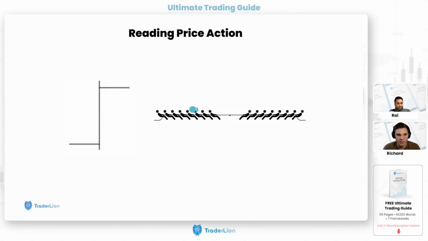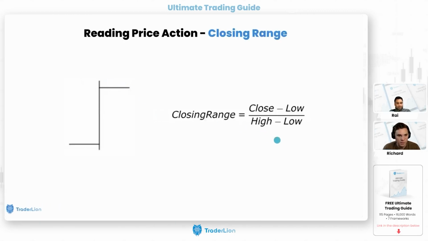A really easy way to interpret it is to visualize selling pressure as trying to pull stuff down to the low, and buying pressure pulling it up to the high. And that gives you a clear analogy of what's going on behind the scenes.